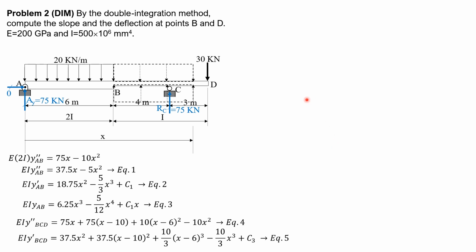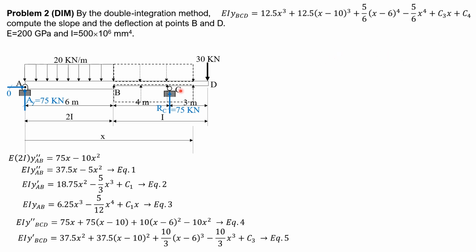Equation 5, integrating again, we have EI y BCD is equal to 12.5x cubed plus 12.5 quantity x minus 10 cubed plus 5 over 6 quantity x minus 6 to the fourth minus 5 over 6 x to the fourth plus c sub 3 x plus c sub 4. Of course, there is c sub 4 because we are referring to BCD. The origin is still here, but it starts with B. So therefore, there is an expected value of c sub 4.